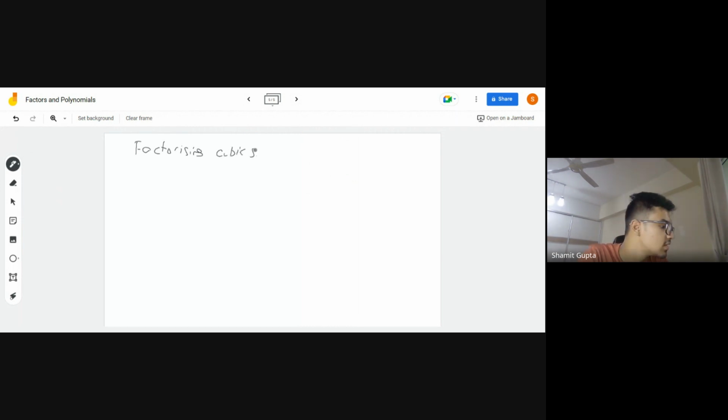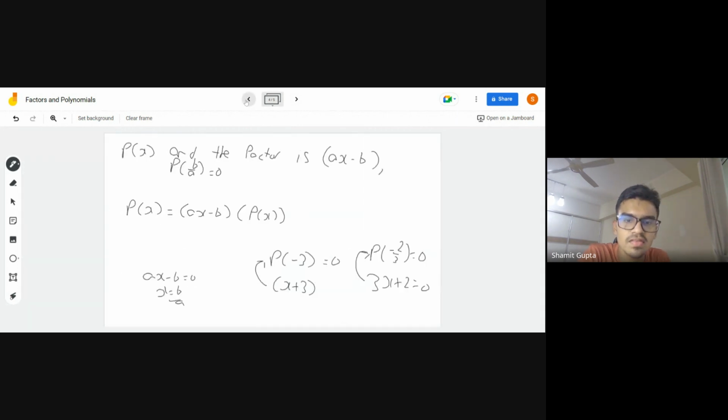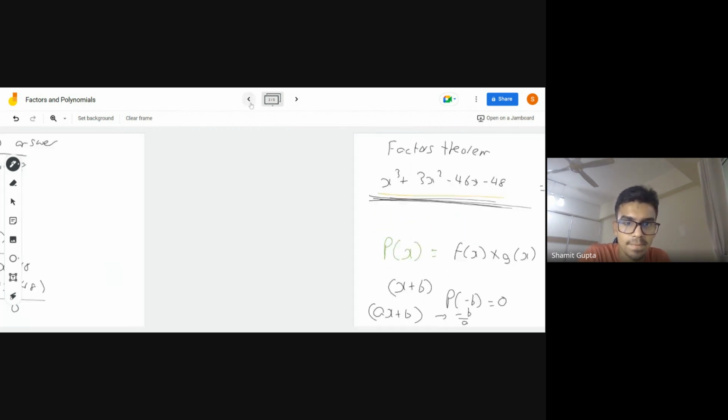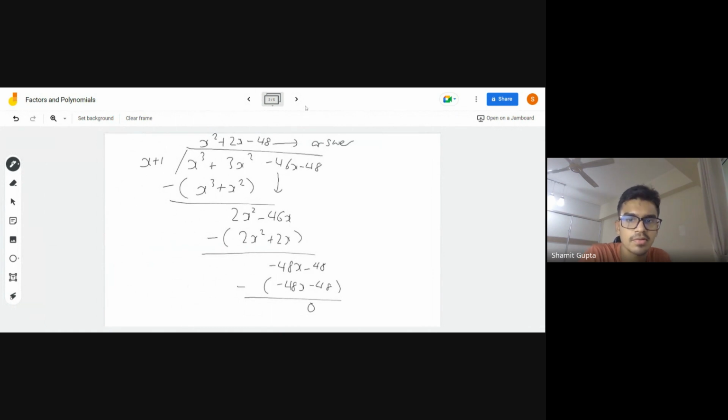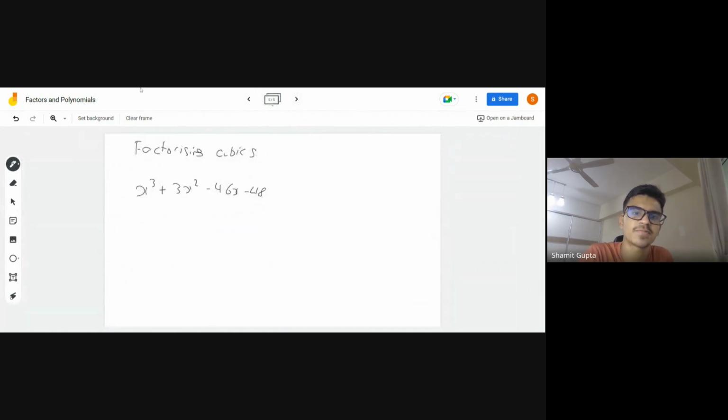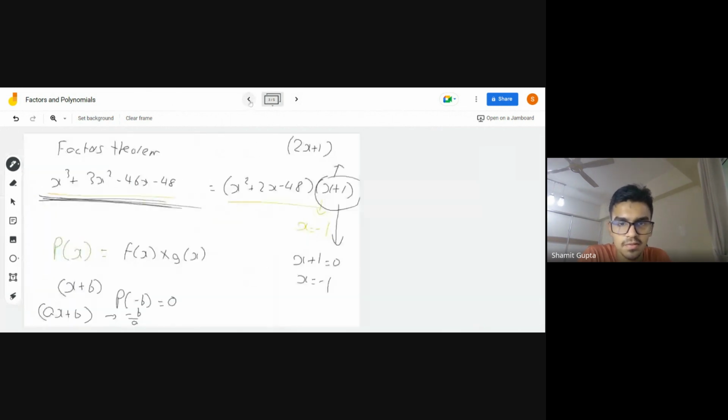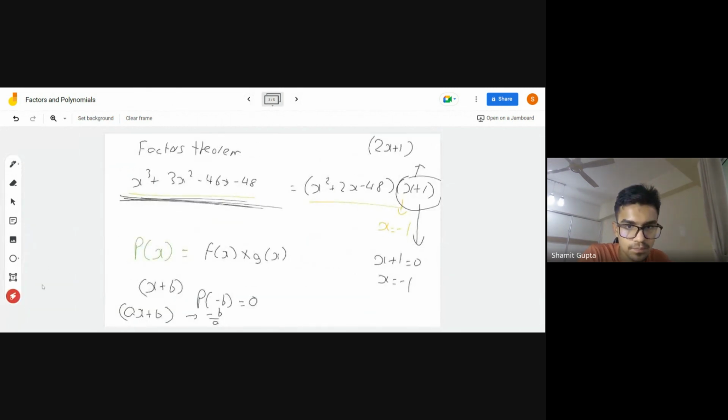Factorizing cubics. Let's take the same example. We had x cubed plus 3x squared minus 46x minus 48. Last time the question asked us to divide by x plus 1. What if the question just says express it in this manner, without telling us about the x plus 1?